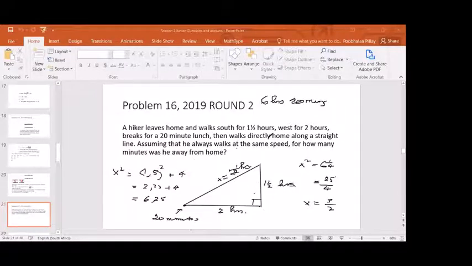So that's the total time. The question is, how many minutes was he away from home? So you have to translate this into minutes. 6 hours, 1 hour is 60 minutes, so 6 hours is 360 minutes. And you add 20 to that, and the answer is he was away from home for 380 minutes.